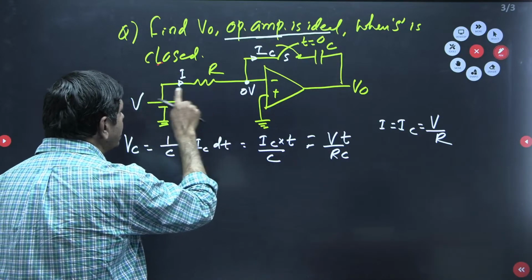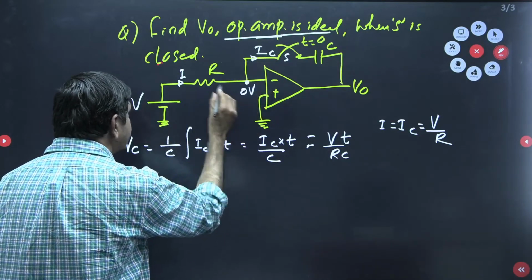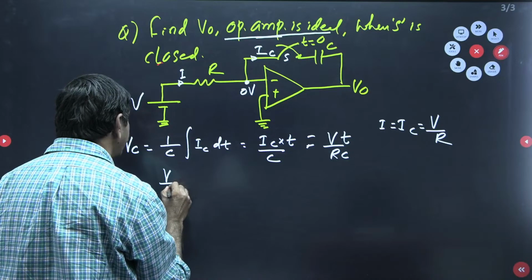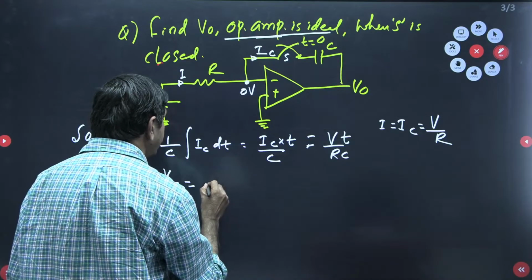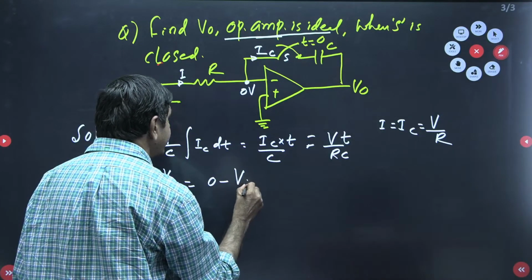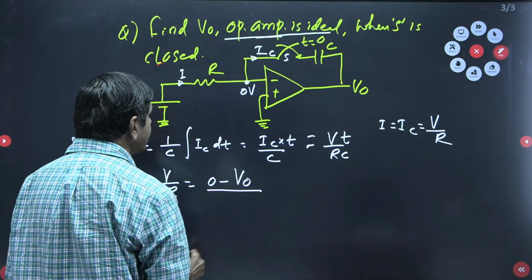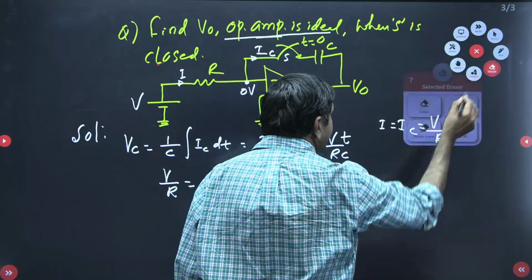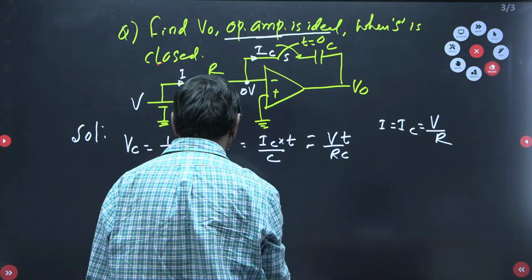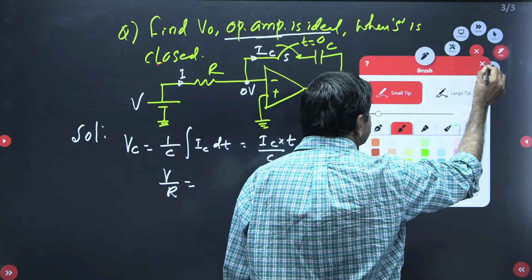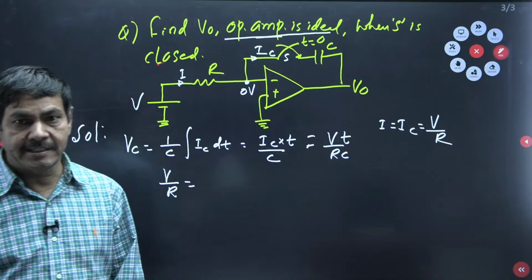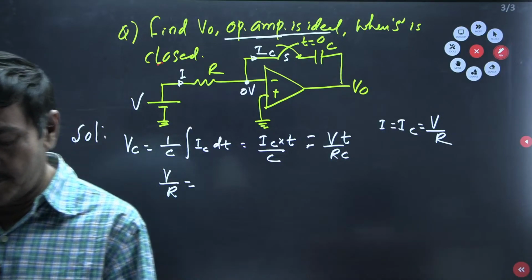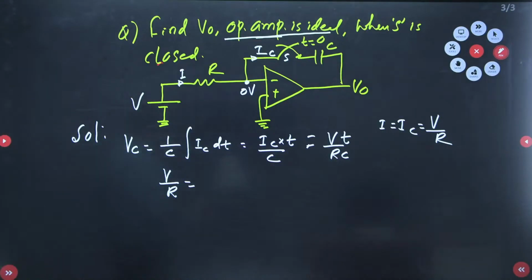V minus 0, this current equal to this current. V minus 0 by R, that means V by R equal to 0 minus V naught. Otherwise, what is the voltage across the capacitor? Anybody can say? Those two currents are equal. Equate both currents, you will get the answer.